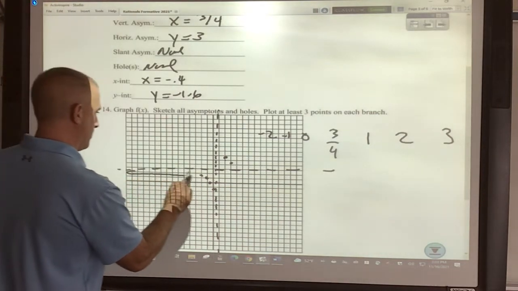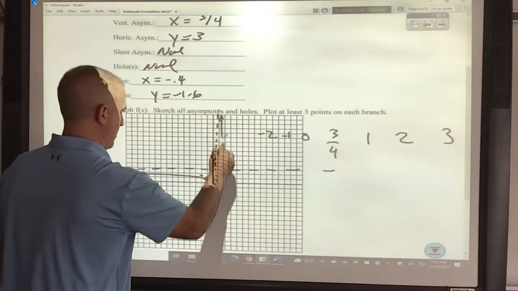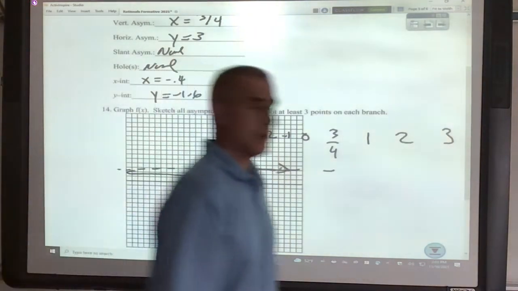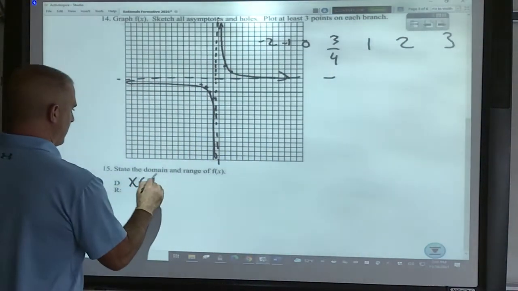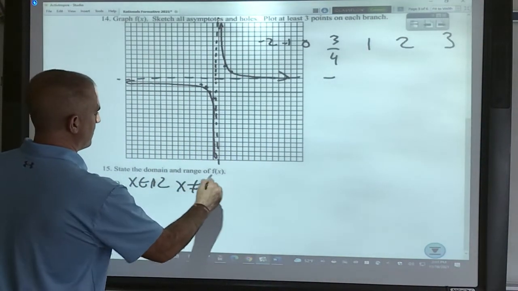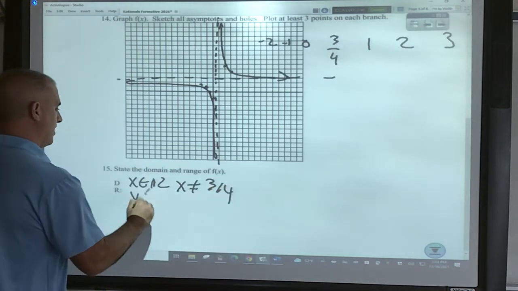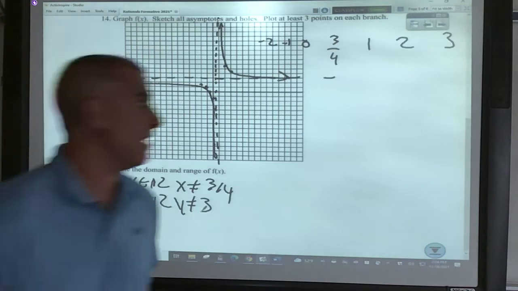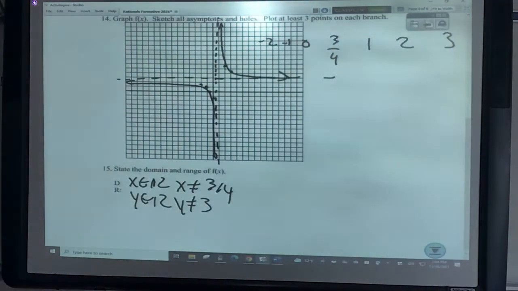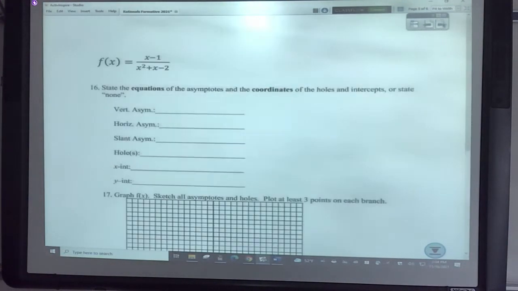So this is what this one looks like, this one heads that way, this one heads that way. So I got domain, x is an element of all real numbers, except x can't be 3/4. Y is an element of all real numbers, but y can't be 3. There was no holes, so I didn't have to worry about that. Going on, I believe this is the last question.